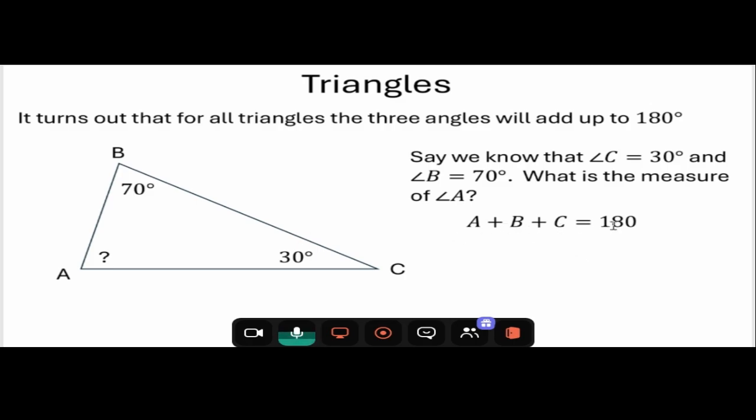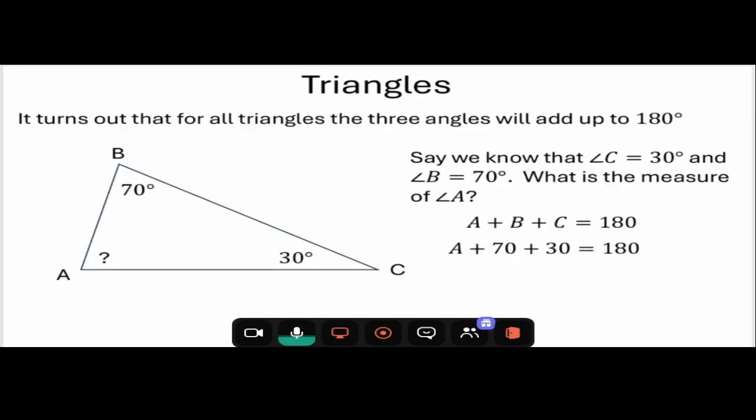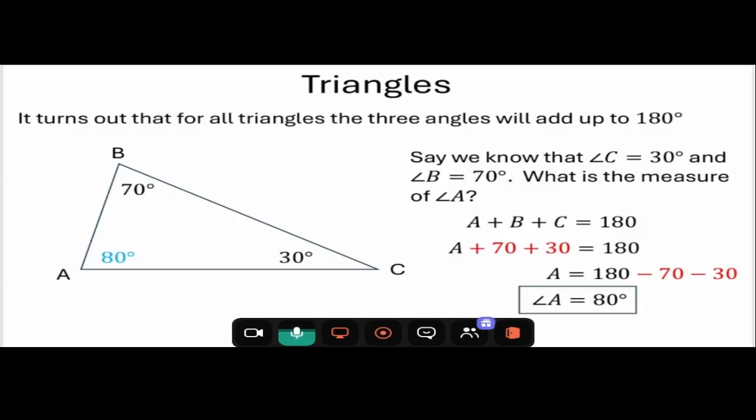Your three angles added together are equal to 180. Plug in what you know. You know B is 70, C is 30. Now we know that plus 70 and plus 30 on the left becomes minus 70 and minus 30 on the right from our equation solving. What did we really just do there? We subtracted 70 from both sides and subtracted 30 from both sides, which made this 70 and this 30 go away and become a minus 70 and minus 30 over there. And now just subtract to get 80, like so.